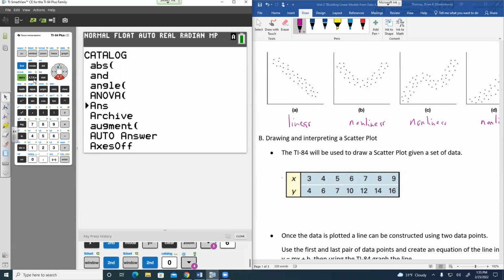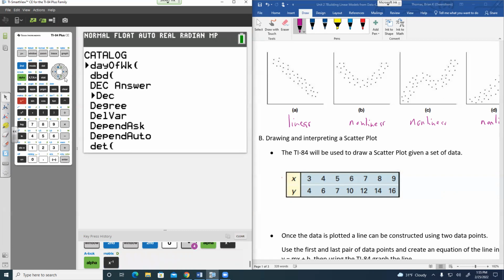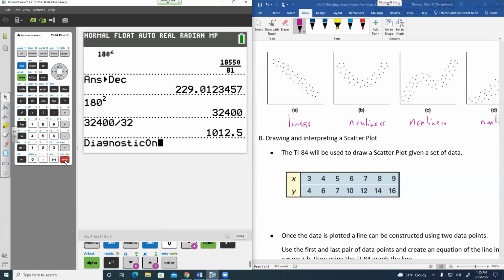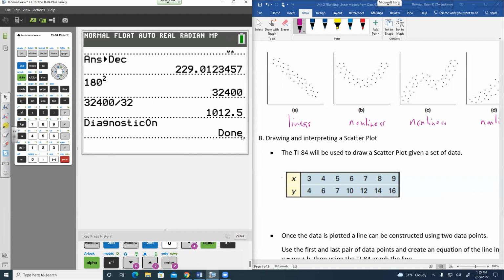Right now, if we scroll, it's just going to go by the A, B, C's. To take a shortcut, I'm going to hit the alpha button, and D is located above the X to the -1 key. So if I hit the X to the -1 key, it's going to do that D. You have to do that twice. Hit the alpha button again and hit that X to the -1 key, and it'll move me on down to the D's. If I scroll on down through the D's, what I want to do is turn the diagnostics on. If I hit enter, it says diagnostic on, but I have to hit enter again for it to say done. So we have to enter twice to make that happen.